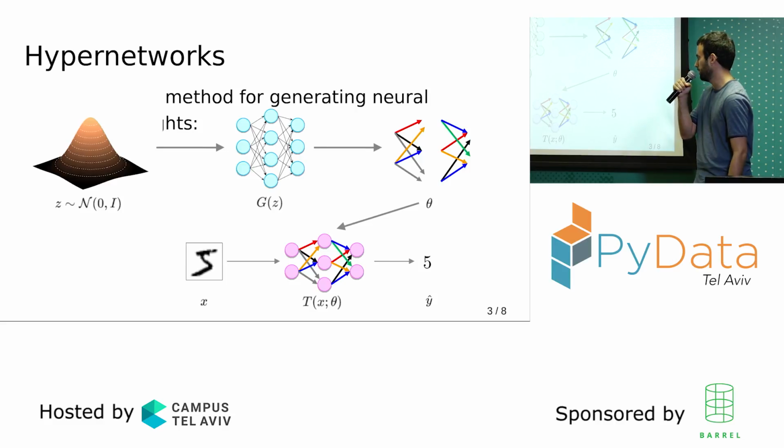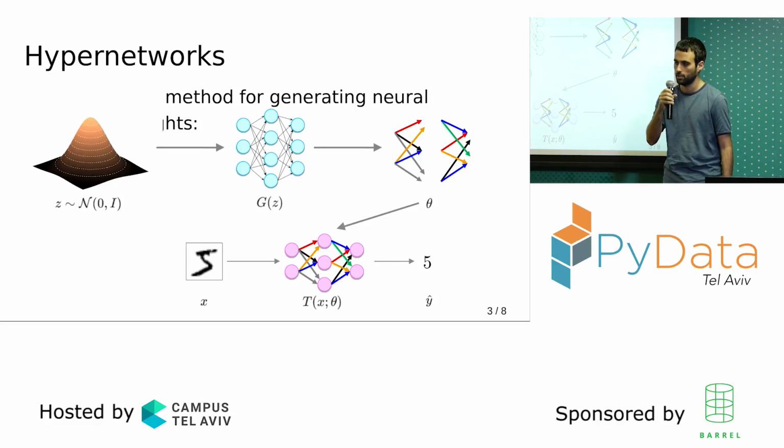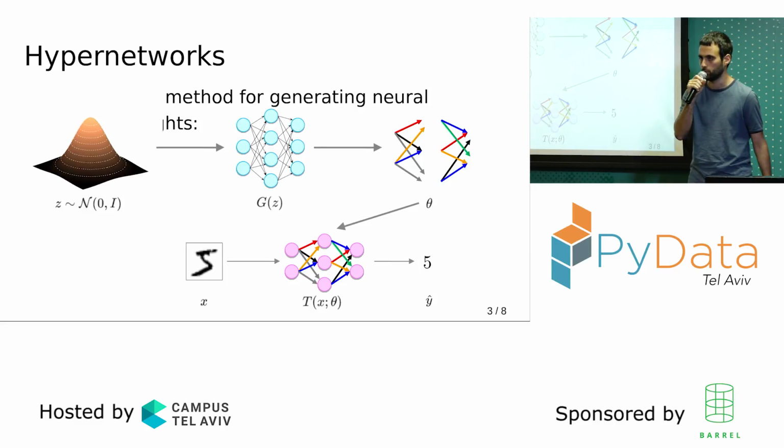So, for example, if our target network is a classifier, and you use the weights that you generated with your hypernetwork, then your classifier will classify correctly, at least most of the time.